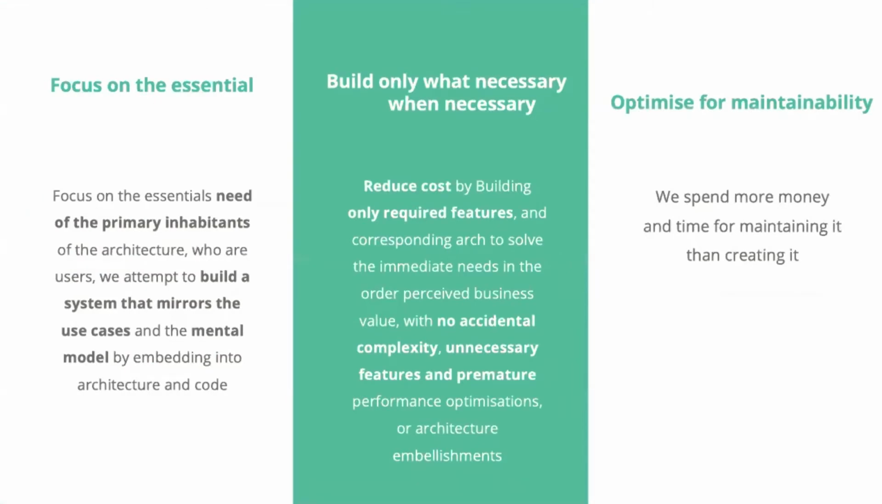So it's a repetition again. Like I said, our first emphasis should be focusing on only building the essential things which are needed by these primary inhabitants. You build a system that actually mirrors the use cases and the mental models of those business requirements, and we embed them into the architecture as well as into the code actually. And we only have to build what is necessary and when it is necessary. You don't build everything in the beginning. You build in an incremental manner. When something is required at a later phase, in the future state, you build it at that time. Don't build it now. And try to avoid accidental complexity, unnecessary features and premature optimizations basically.